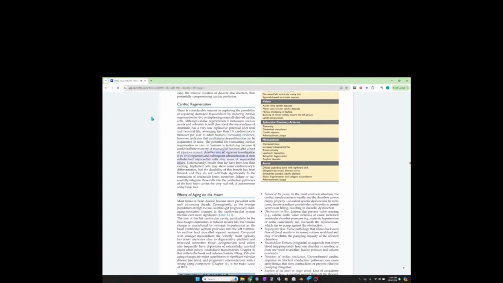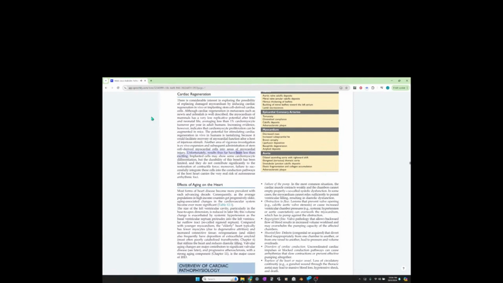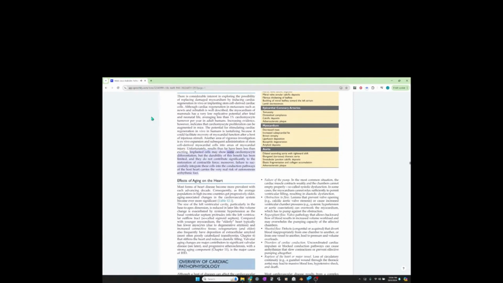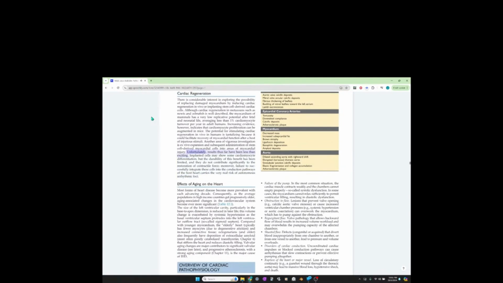Another area of vigorous investigation is ex vivo expansion and subsequent administration of stem cell-derived myocardial cells into areas of myocardial injury. Unfortunately, results thus far have been less than exciting. Implanted cells may show some cardiomyocyte differentiation, but the durability of this benefit has been limited, and they do not contribute significantly to the restoration of contractile force. Moreover, failure to successfully integrate these cells into the conduction pathways of the host heart carries the very real risk of autonomous arrhythmic foci.